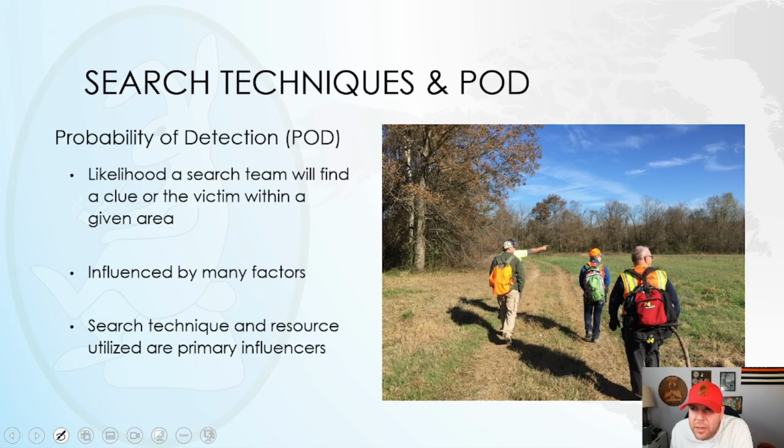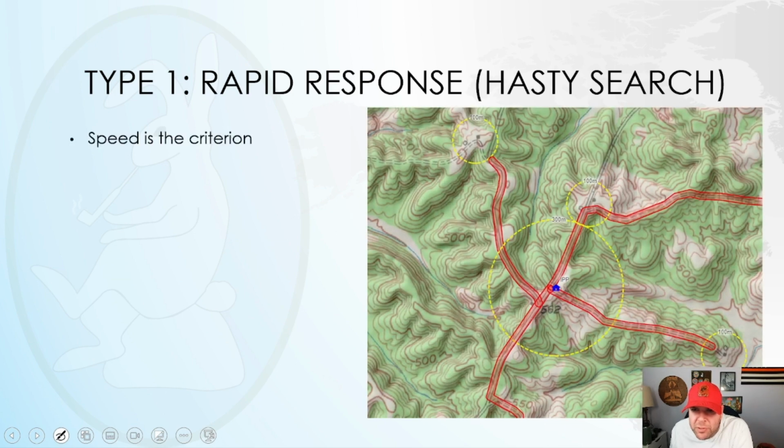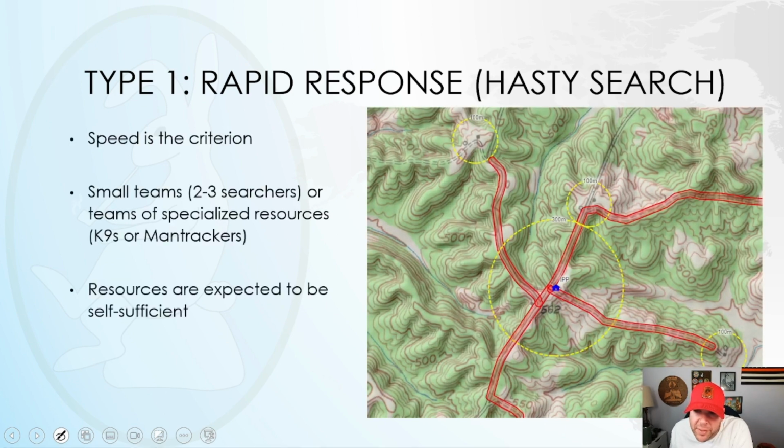So with that said, let's take a look at the different types of active searches. The first one being the rapid response or the hasty search. It's more commonly known as a hasty search, but that's kind of viewed as not as favorable a phrase. Rapid response is better because hasty makes it sound like we just looked real quick. We weren't very thorough. So rapid response is really the term that I usually try to use, but the criteria is the same. We're talking about speed, right?